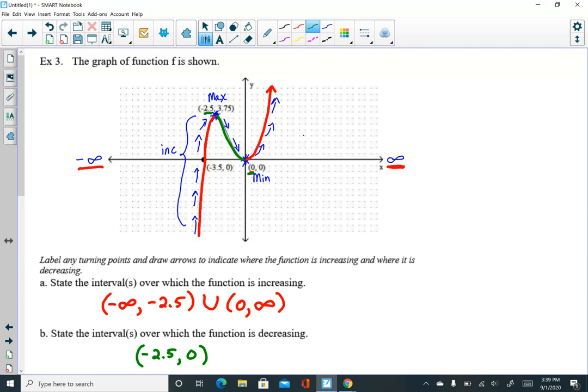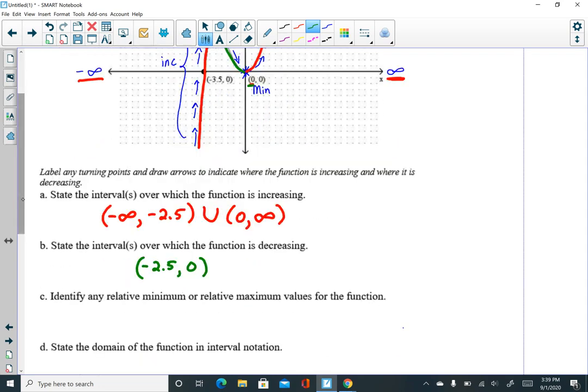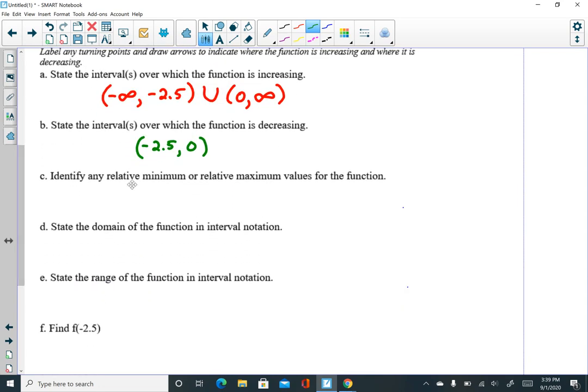Letter C wants us to identify our maximum and minimum points. So we'll just put that down here: we had a relative minimum at (0, 0), and we had a relative max at (negative 2.5, 3.75). Again, those are ordered pairs, actual points on the graph.